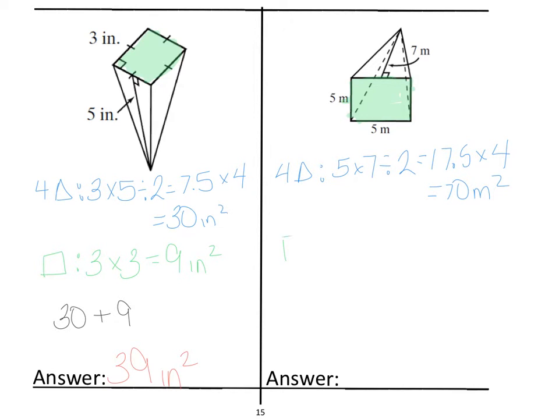Then we go and do our square base, which is length times width, so 5 by 5, which is 25 meters squared. And then all we are asked to do is to find the sum. So we add 70 plus 25, and that's going to equal 95 meters squared.